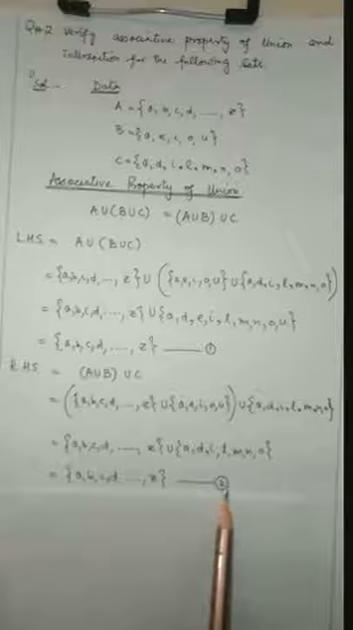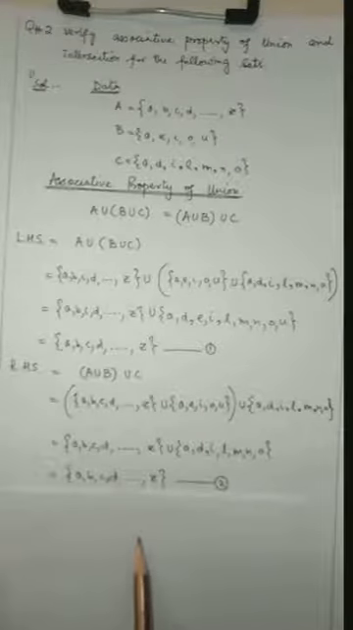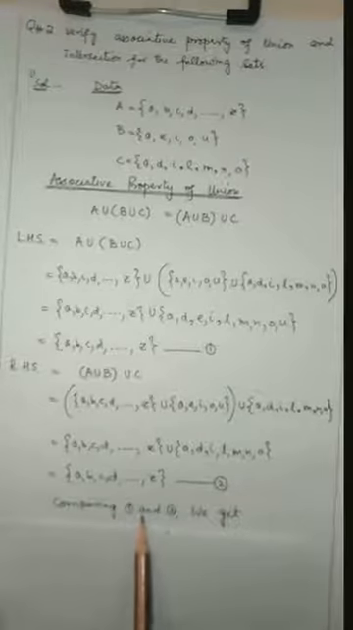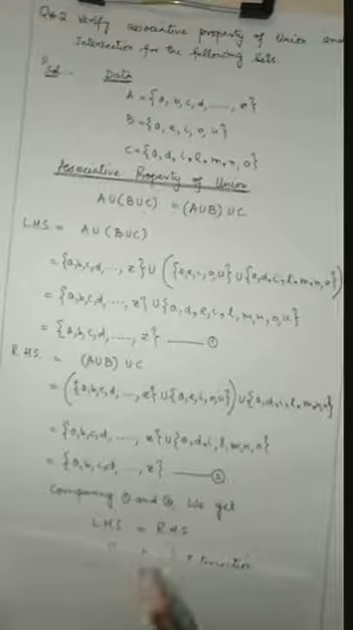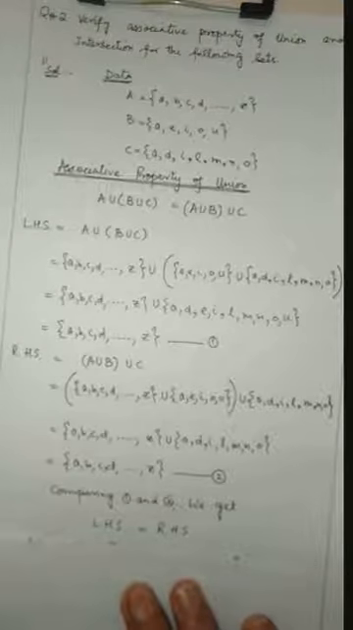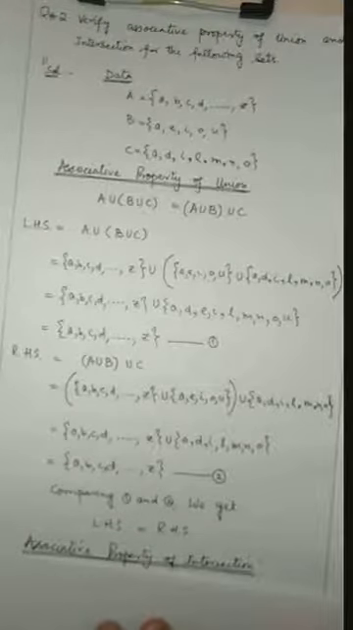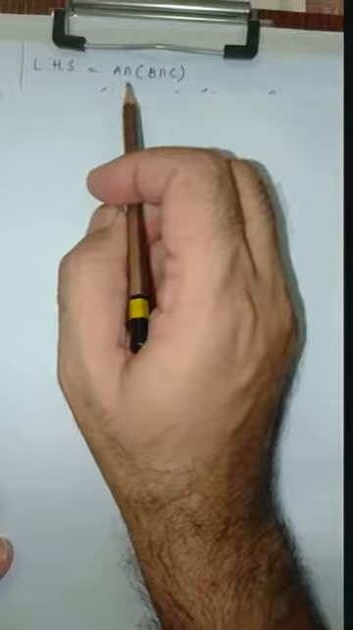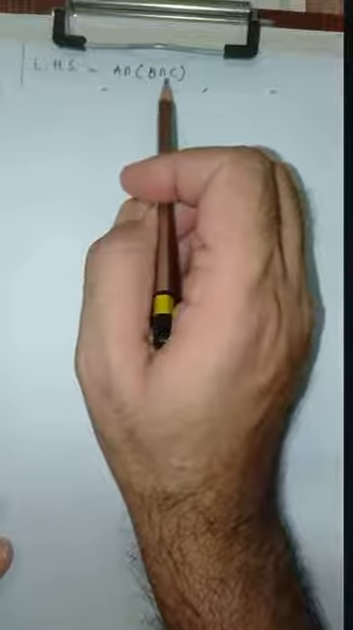This is called equation number 2. From equation 1 and 2, comparing equation 1 and 2, we get left hand side is equal to right hand side. Now associative property of intersection, which is A intersection B intersection C is equal to A intersection B bracket intersection C.